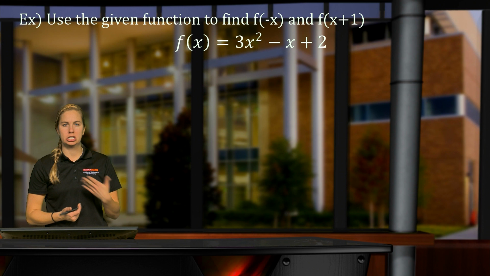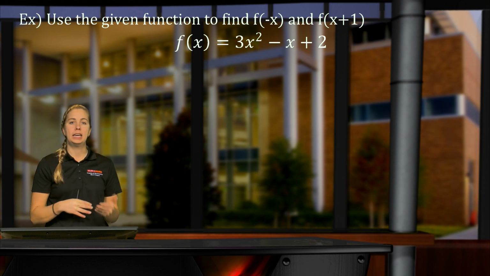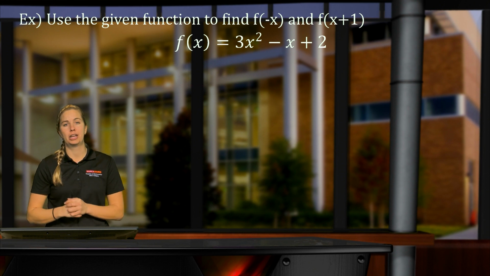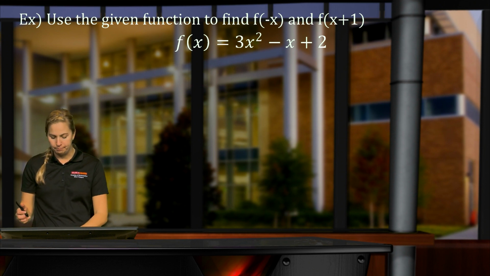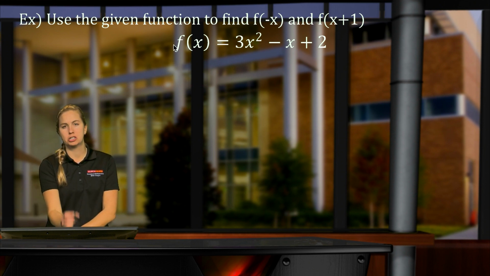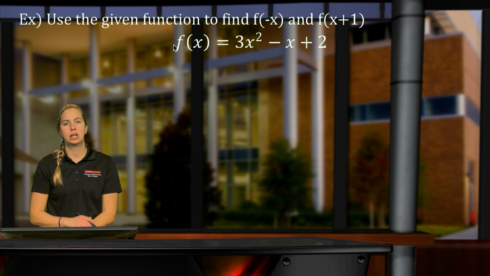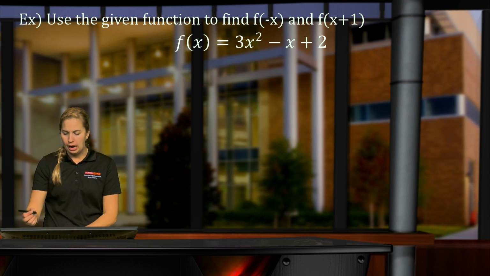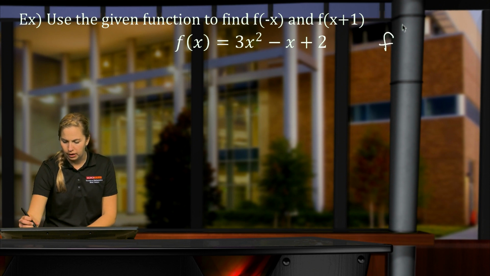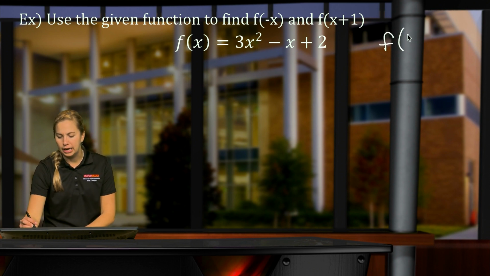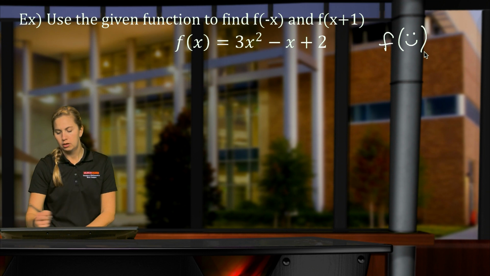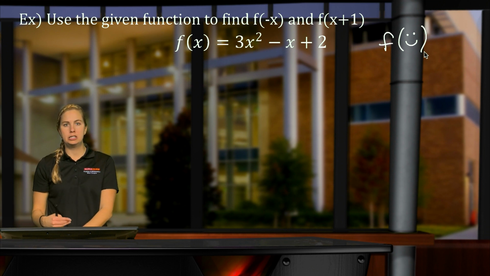Okay, we're going to go back to just traditional function notation, but now instead of plugging in a number for our input, now we're going to look at substituting in an expression. So we want to find f of negative x and f of x plus 1. We're using that function we had before, f of x equals 3x squared minus x plus 2. Now, before I do that, I want to just show you one thing. If I see this notation, what does that notation tell me to do?